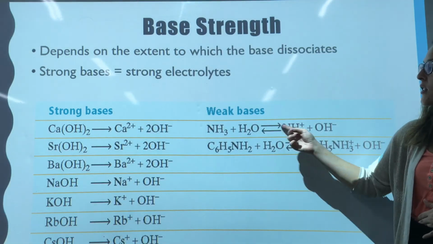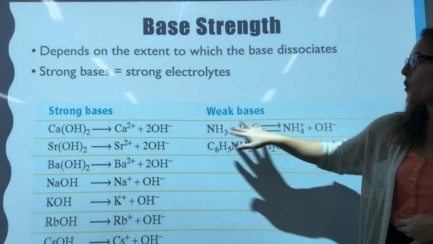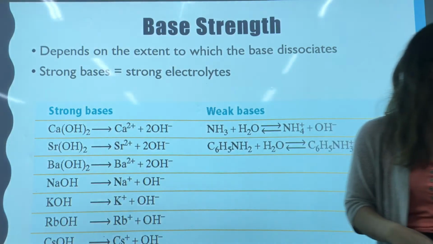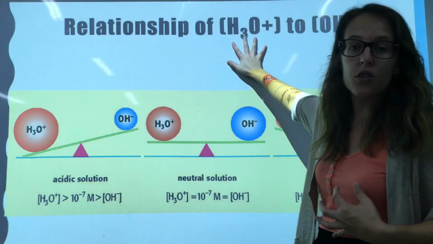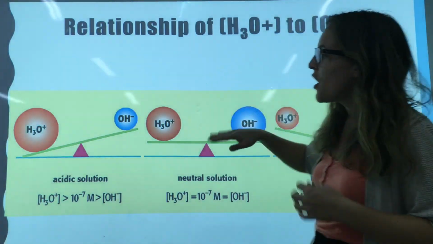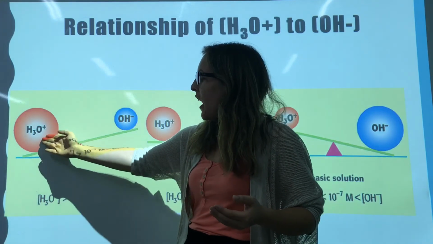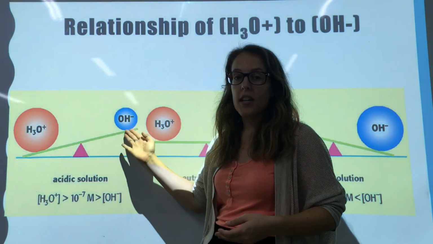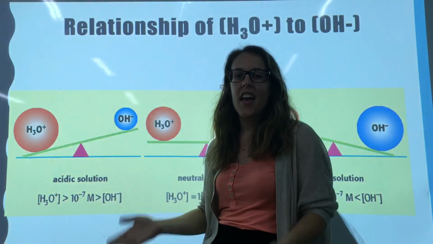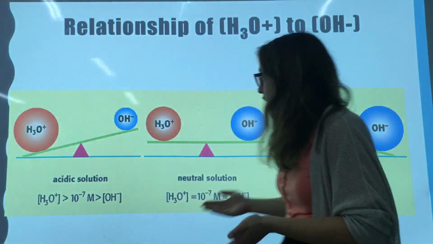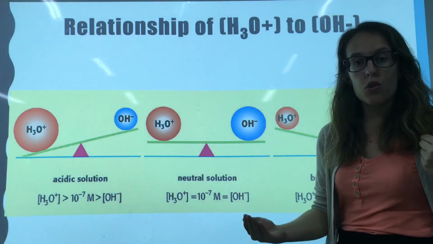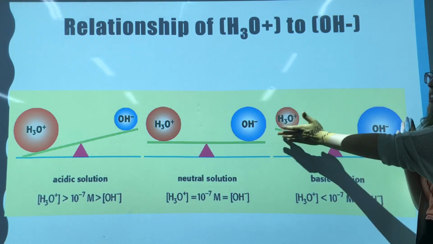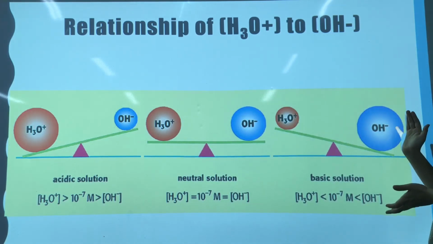Then we get to weak bases where we see that it just kind of has both in the solution. It's kind of like the acids where it doesn't fully dissociate into its ions. Look at the relationship of the hydronium ion and the hydroxide ion. We see that if the hydronium ion is greater than the amount of the hydroxide ion, it's an acid, and we'll talk about that later when we get to pH. So if we see that they're equal, it's a neutral solution, and then if we see that the hydroxide ion outweighs the hydronium ion, it's a basic solution.